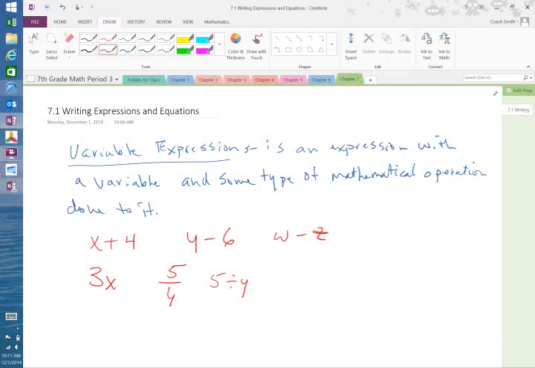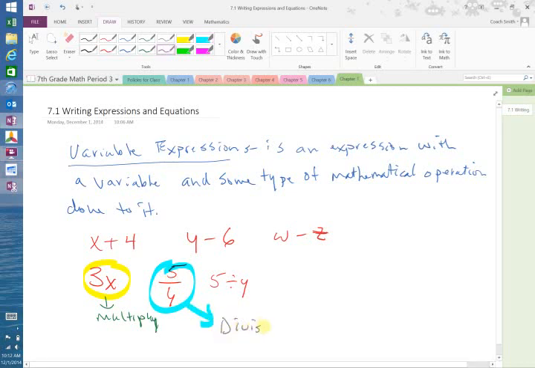Now, when we see a number right next to a variable, or two variables right next to each other, it means to multiply. So this right here means to multiply. This is division. Those are the only two that you're probably not familiar with. Like I said a while ago, you could have xy. Well, xy means to multiply whatever x is times whatever y is. Sometimes we'll know those values, sometimes we won't. So those are all expressions.